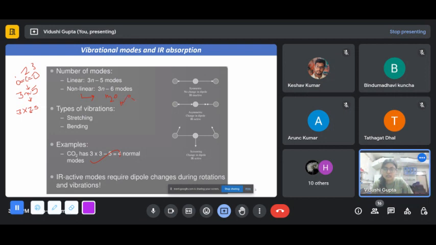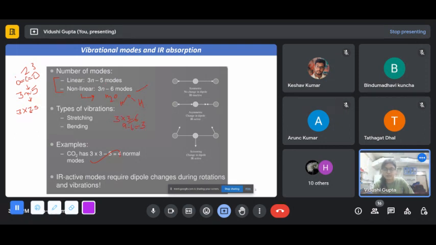So in water, the number of vibrational modes can be calculated by the formula 3n minus 6. Here also n will be 3, as there are 3 atoms, minus 6. So it will be 9 minus 6, that is 3. So in water there will be 3 modes. Just remember, for linear it will be 3n minus 5, and for non-linear it will be 3n minus 6.